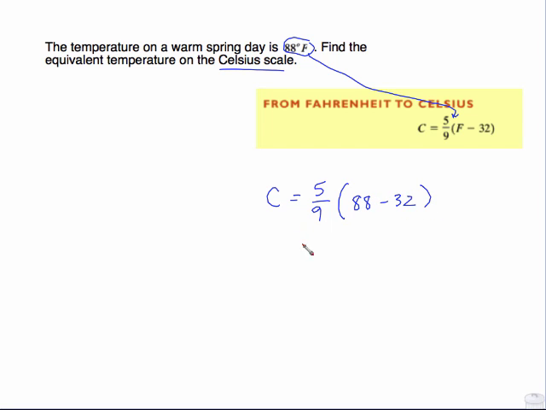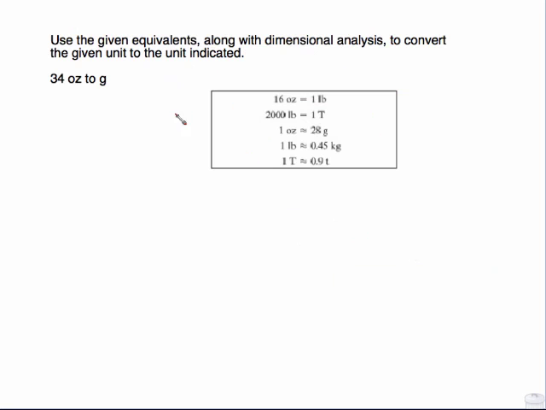You can enter that all directly in your calculator, perhaps, depending on what kind of calculator you have, or you can do what's inside parentheses first, which is what order of operation says, and do 5/9 times 56, and then use your calculator, and it's approximately 31.1 degrees Celsius.